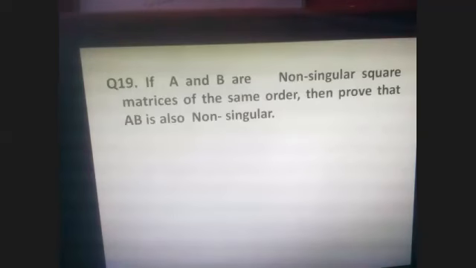Well, I am giving this as a question to you. Let us see, if A and B are non-singular square matrices of the same order, prove that AB is also non-singular. How do you prove?